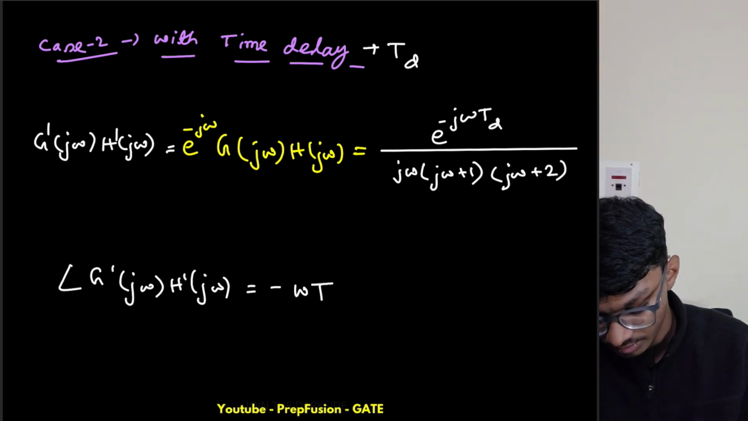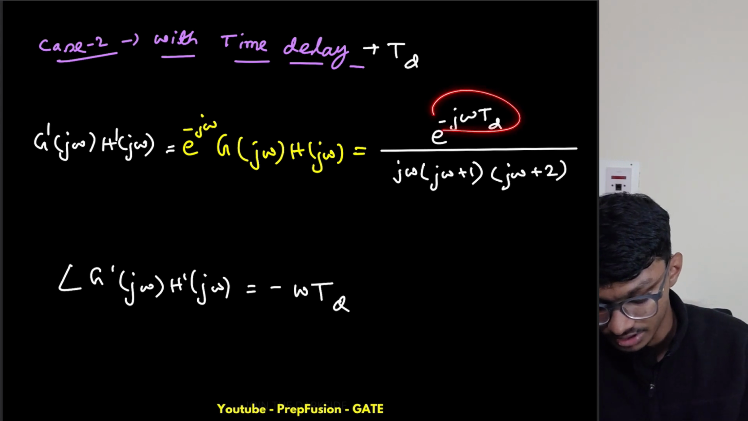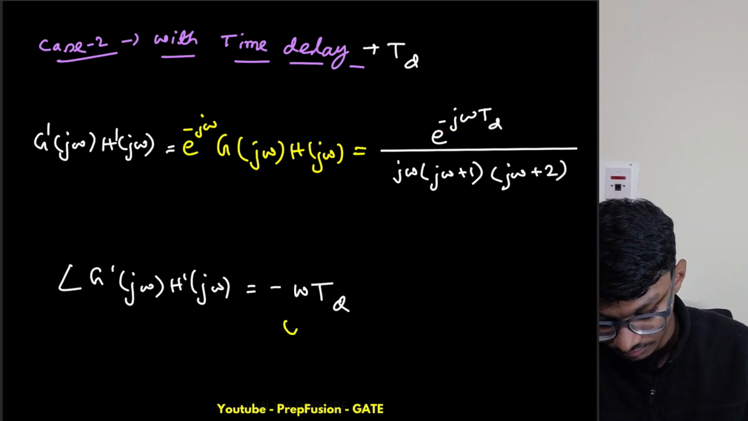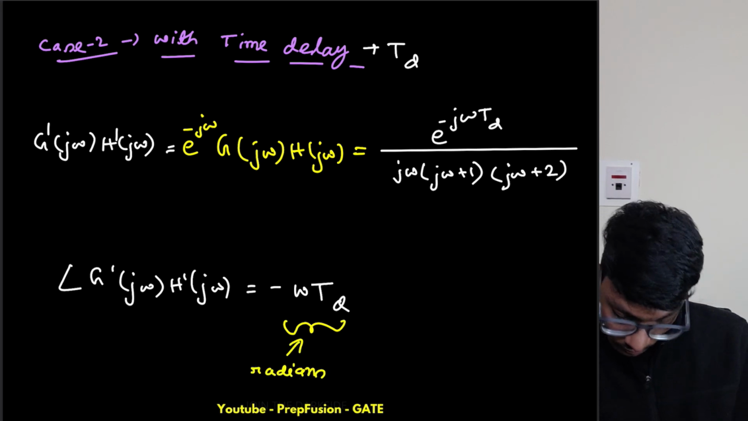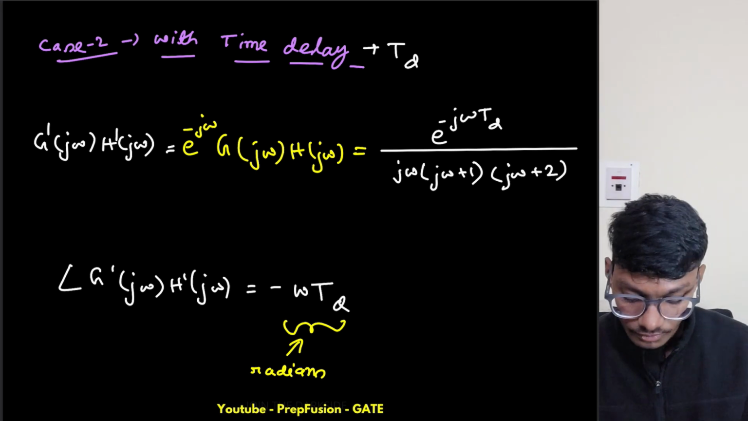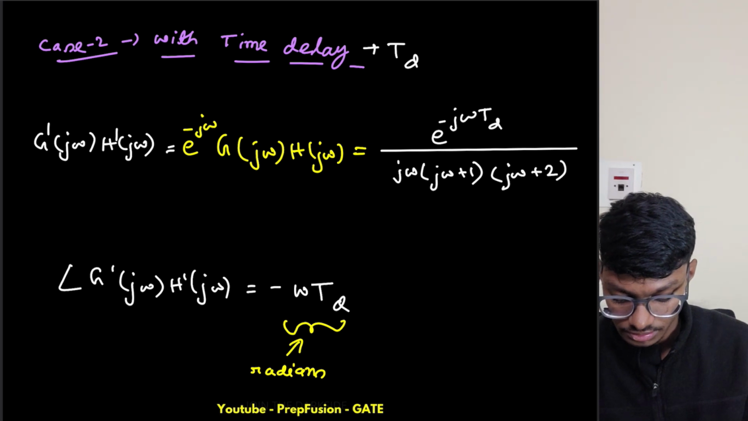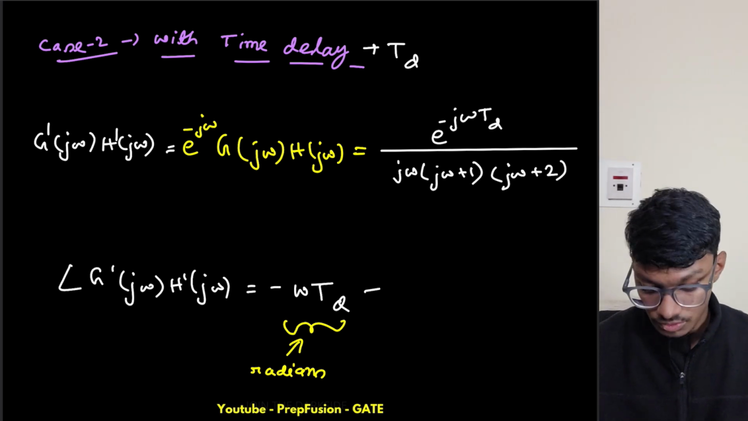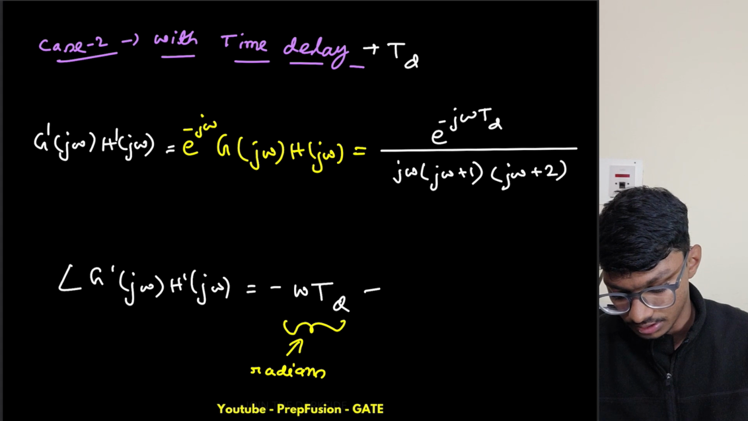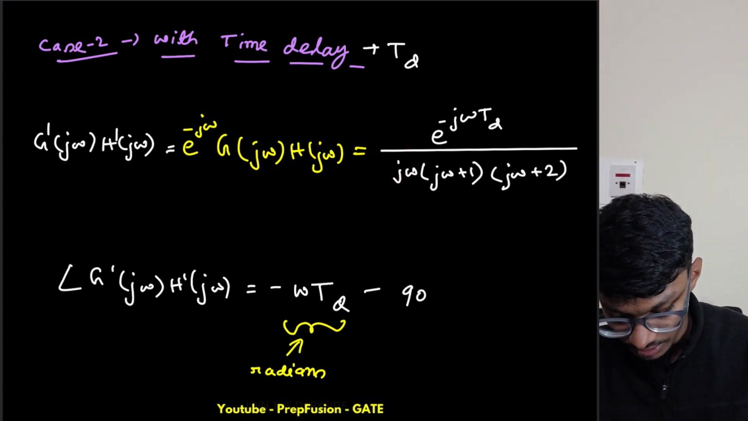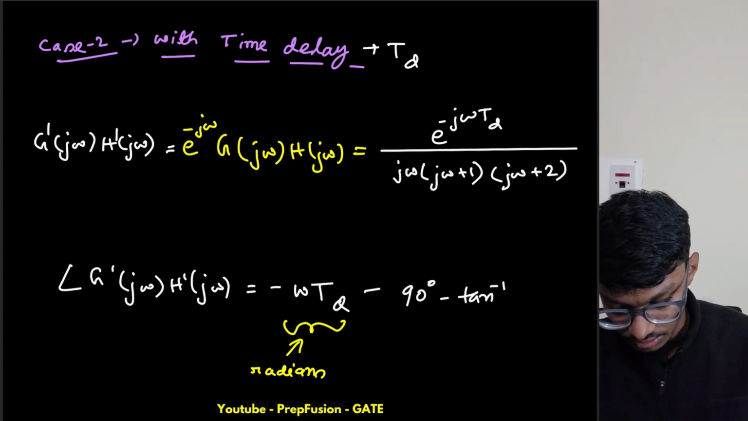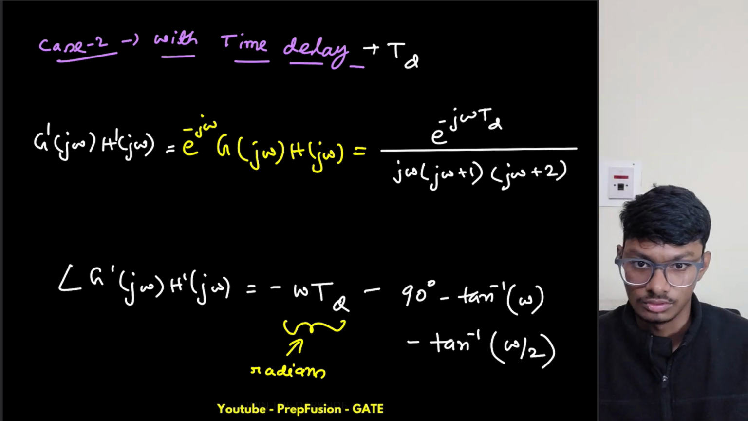So this is in radians. Always remember whenever you are using the exponential, this is in radians. If this is in radians, what is the angle basically? Again I have a type 1 system, so this will contribute minus 90. Again this is minus tan inverse omega minus tan inverse omega by 2. So all this is done.